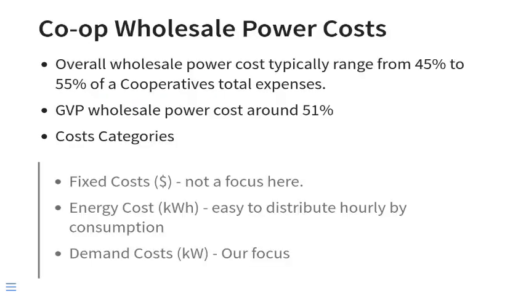A little background on co-op wholesale power costs. Overall, the wholesale power costs typically range from 45 to 55% of the co-op's total expenses. At GVP, where I'm a board member, the power costs are currently around 51%. The costs fall into three categories: fixed costs, energy costs measured in kilowatt hours, and demand costs measured in kilowatts. The last item is going to be our focus.